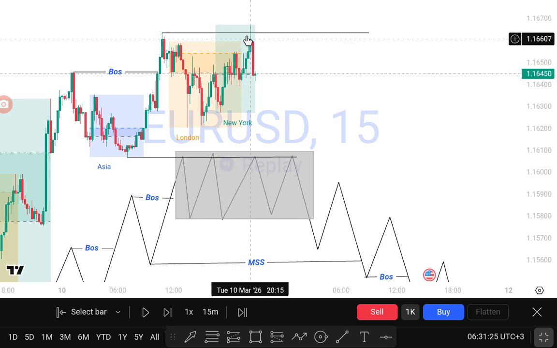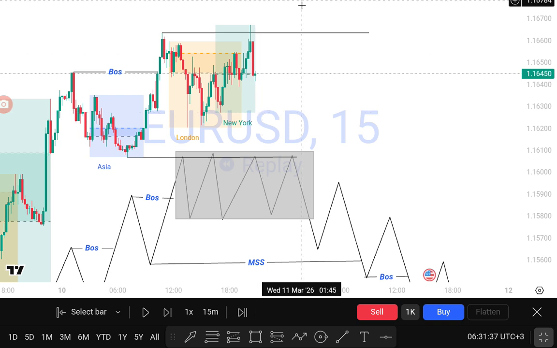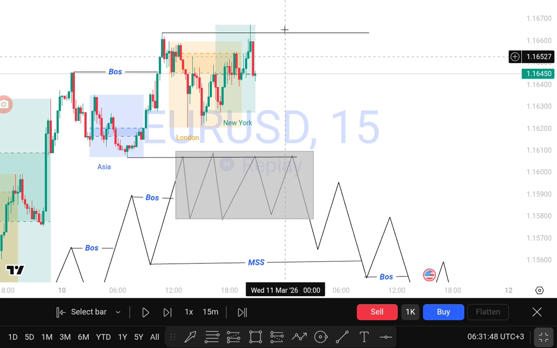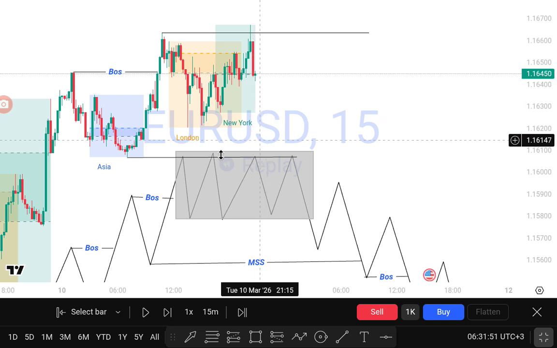So most of the time when we see a wick through, then price closes back into the range, it's like something preparing for a reversal, okay? But still we can break the structure. For a valid break of structure, you want to see we break this high and we close above it, not just wicking it. This is a weak wick through, okay? So now let's see.